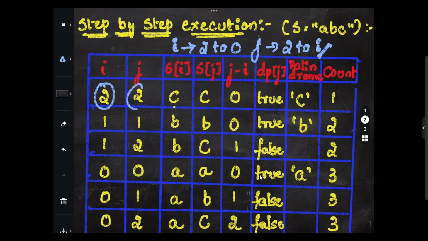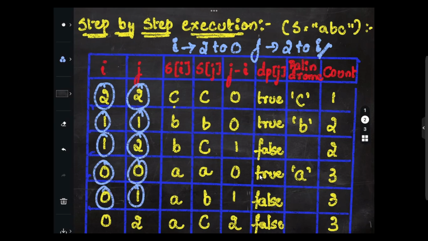So we have considered here i, j pairs: 2 2, 1 1, 1 2, 0 0, 0 1, 0 2. Different combinations. Here 0 is the 0th index, which is A, 1 is B, and 2 is C. So we are trying different combinations here.